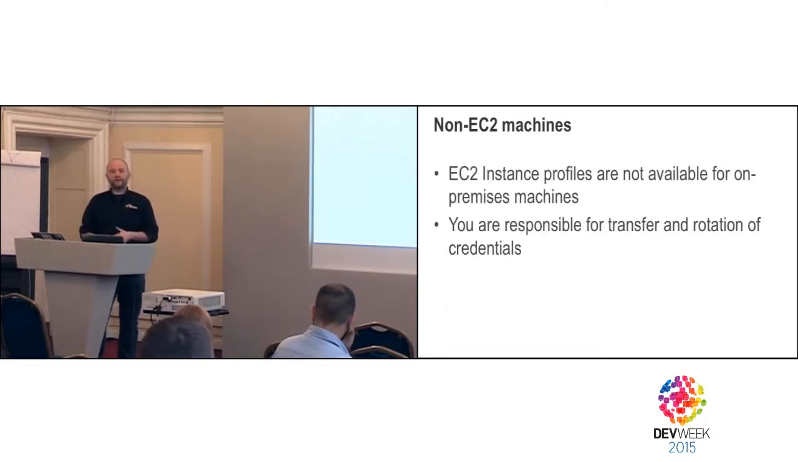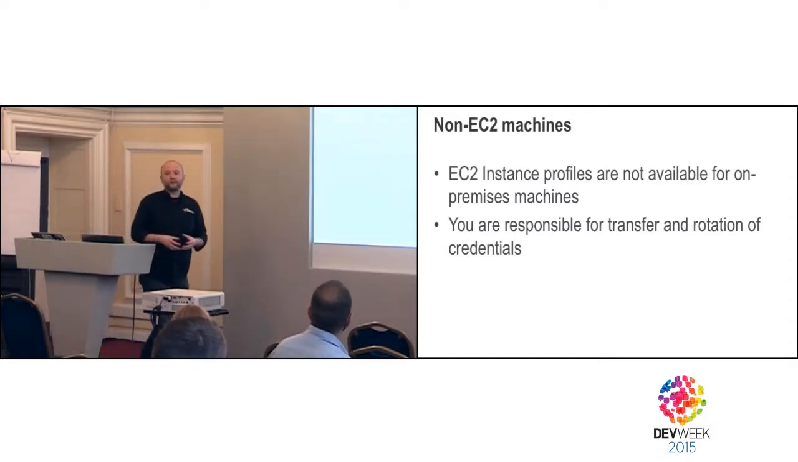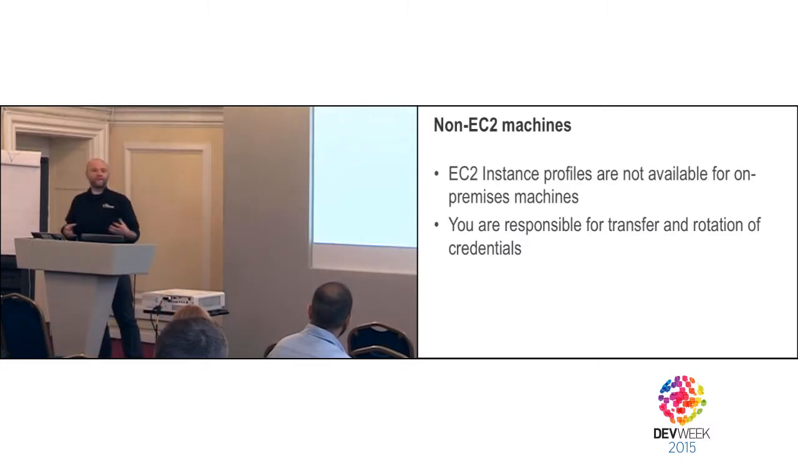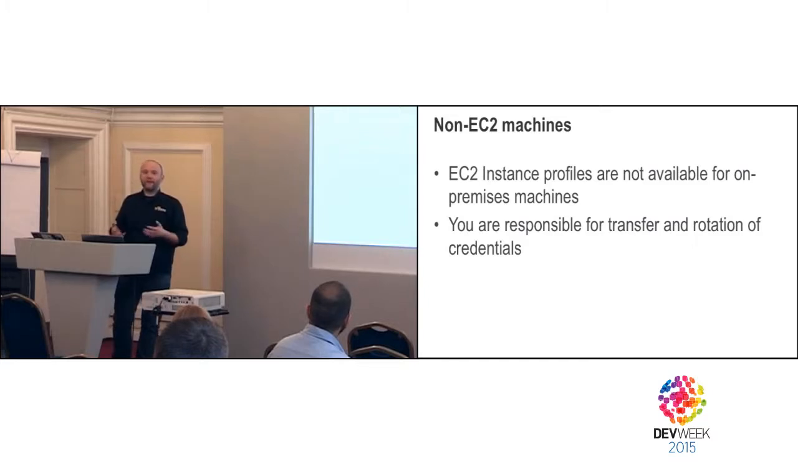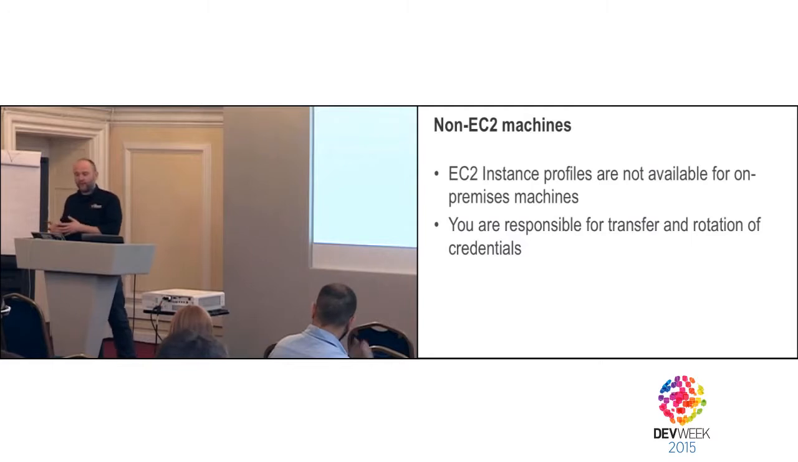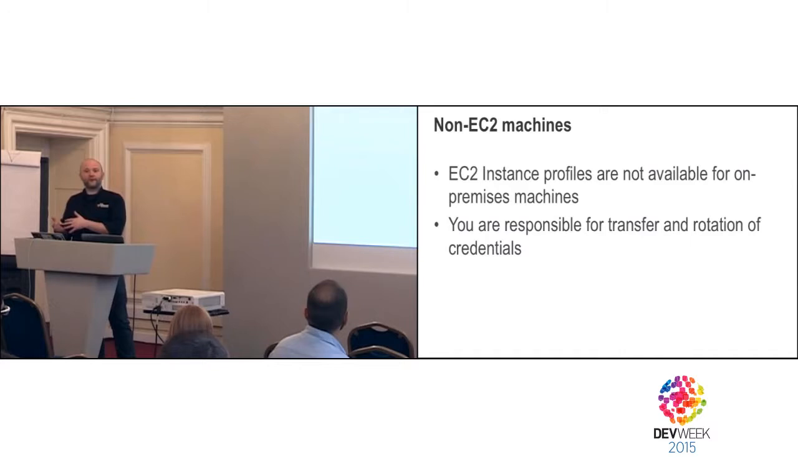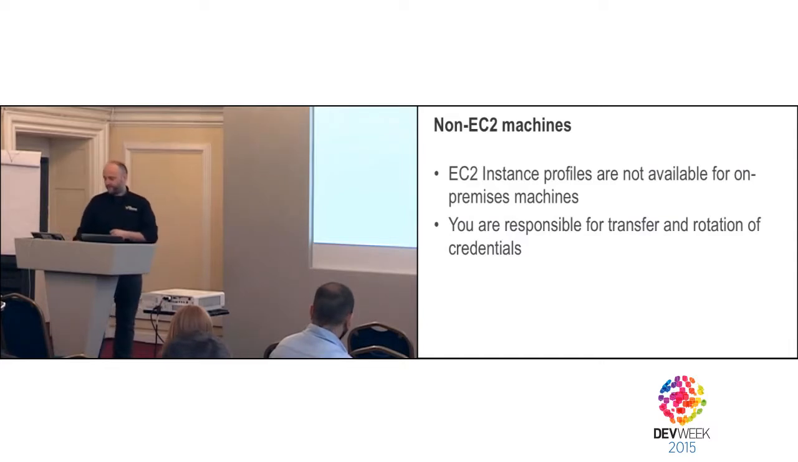Obviously with machines that aren't running on EC2, we don't have instance profiles, so you have to manage getting those credentials from IAM onto that instance. So you have to manage the security, just like any kind of username and password. You've got to make sure that you move that into PowerShell or onto the instance. We'll explain a bit later on that PowerShell has the ability to take those credentials that you've manually moved into it and store them securely so that you can then use them without having to worry about actual storage on that instance once you've transferred them over there.